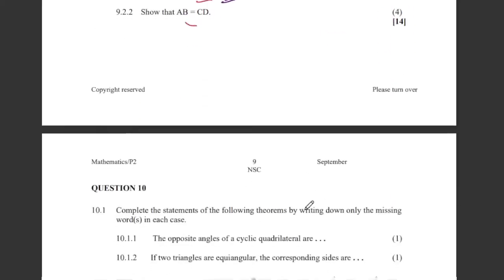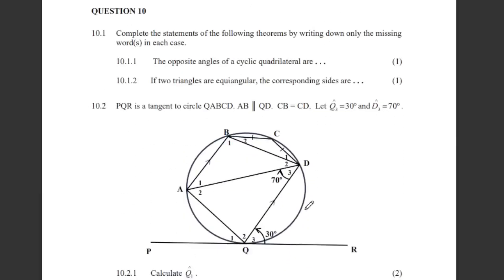Question number 10, so please also learn the statements of the theorems, we need to be able to complete them. So in this case, the opposite angles of a cyclic quadrilateral, what are they? They are not equal, but they are supplementary. Okay, so if two triangles are equiangular, then the corresponding sides will be what? Are they going to be equal or in proportion?